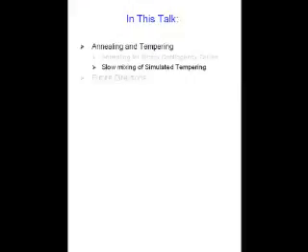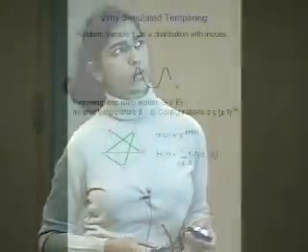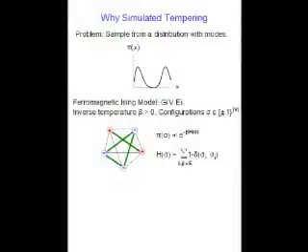So I want to spend a little bit of time talking about when these annealing-based algorithms can be slow, can converge slowly. So suppose our problem is, sorry.